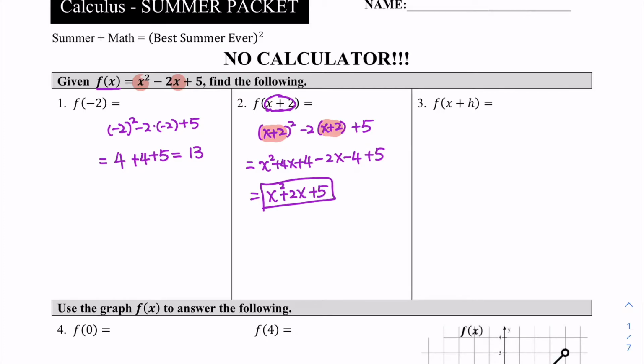Last one, f(x + h). We just replace x using x + h. We plug everything in, similar to example 2. We simplify it.